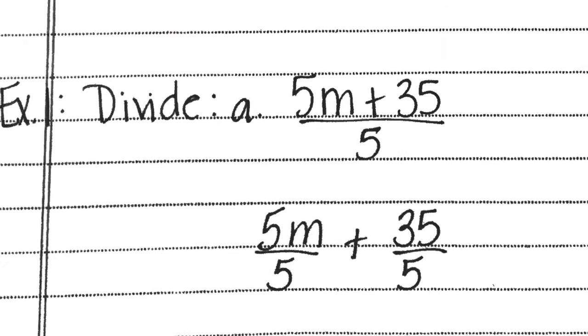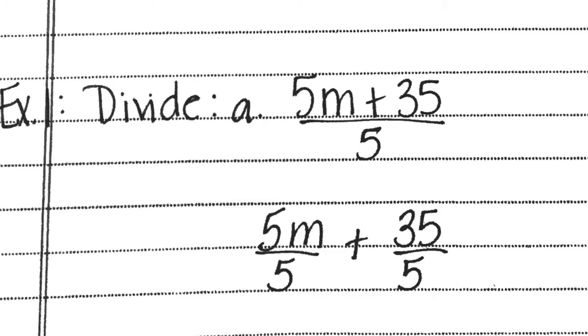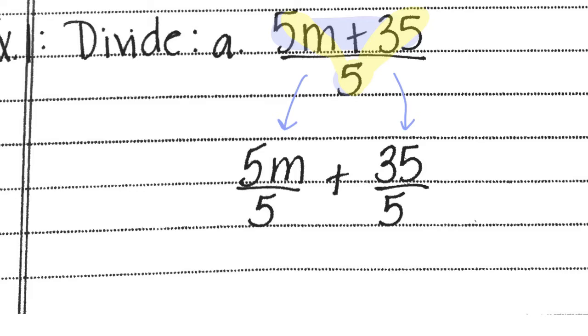So let's look at example 1a. It's telling us to divide 5m plus 35 all divided by 5. Now what we have to learn here is that this 5 has to go into this 5m, and this 5 also has to go into this 35. So I split it up down here to show 5m divided by 5 plus 35 divided by 5, because it has to go into each. 5 and 5 cancel out to just give me m, and 35 and 5 divide to give me 7.